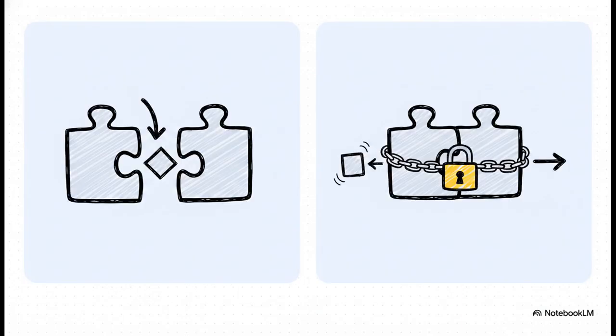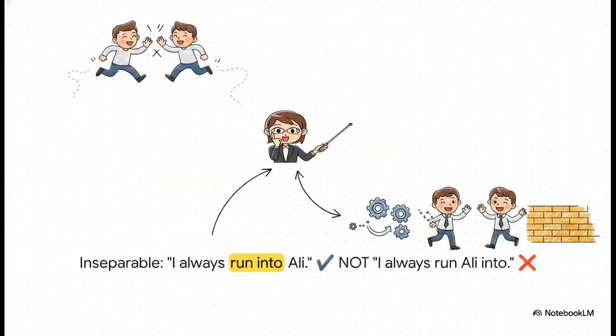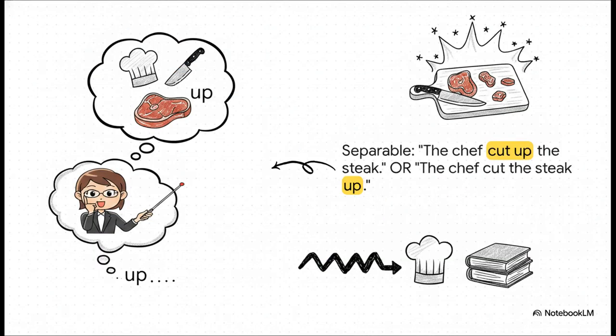Okay, this sounds way more complicated than it is. For separable verbs, you can actually split them up and put the object of the sentence right in the middle. But for inseparable ones, they're exactly what they sound like. They're stuck together like glue. The object always has to come at the end. Here's a perfect example. The verb is run into. You know, when you meet someone by chance, you say, I always run into Ali. See how that phrase stays together? If you try to say, I always run Ali into, it just sounds wrong, right? It doesn't work.